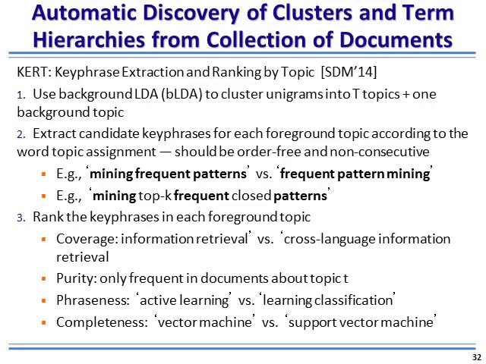One is called coverage. That means whether it covers a lot of text, a lot of articles. For example, you compare information retrieval and cross-language information retrieval. Of course, information retrieval as a phrase is better because it has better coverage. It gets much bigger coverage than cross-language information retrieval. Another one is you look at whether it is within this topic and not within the other topics. Just to give you an example.